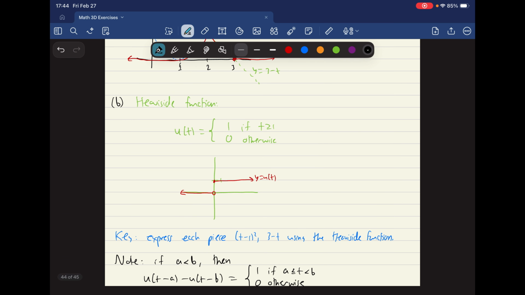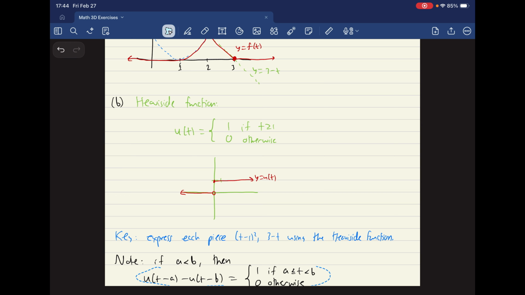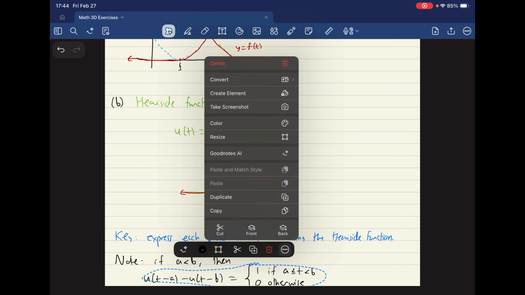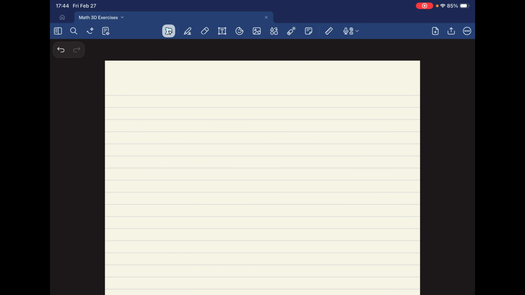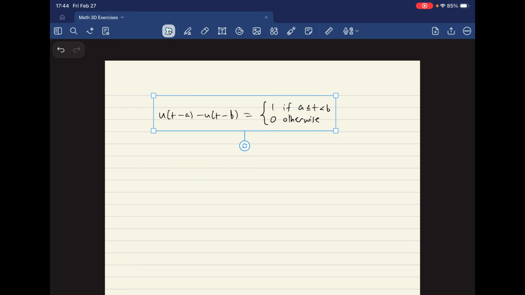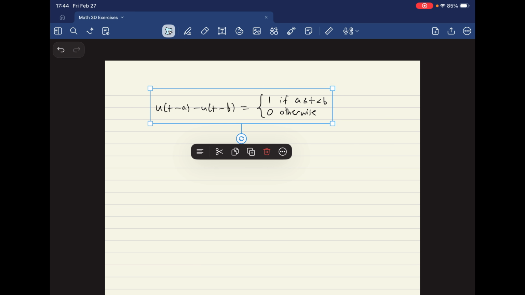So let me copy down this result right here over to the next page. Oh, you can't actually copy. Oh, wait, maybe you can. Here we go. Okay. So now I copied it. Let me paste it over here so we have it for future reference.